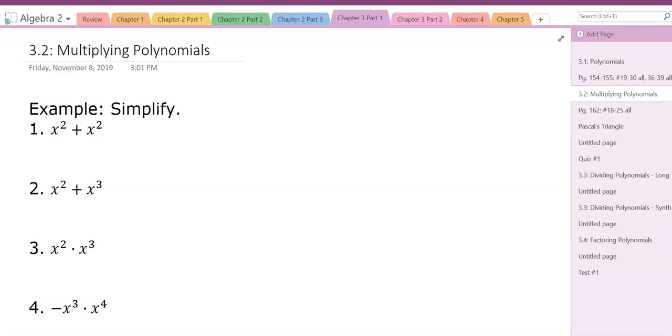So for this section, we're going to talk about multiplying polynomials. In the first one, we only saw adding and subtracting, where you were putting together like terms. Multiplying is going to be similar to what we saw with our quadratics when we were foiling things and you had to use your distributive property more than one time.